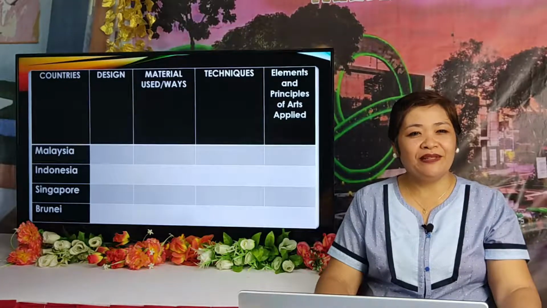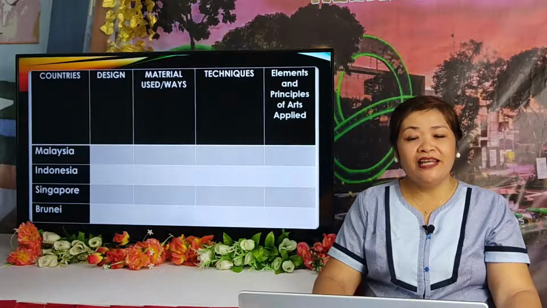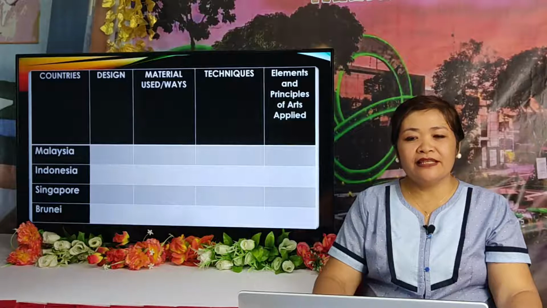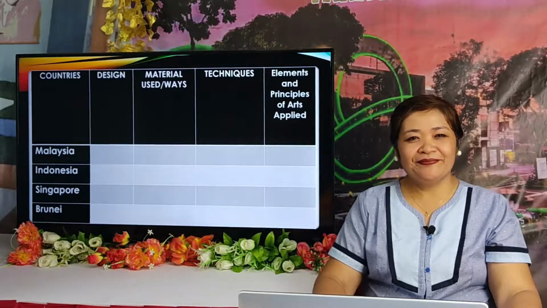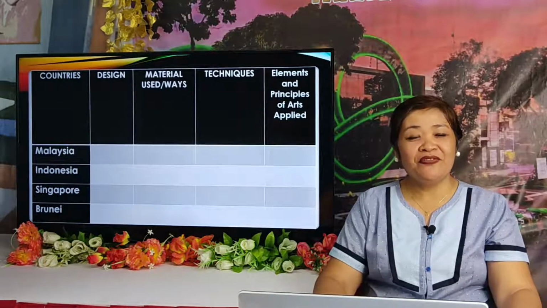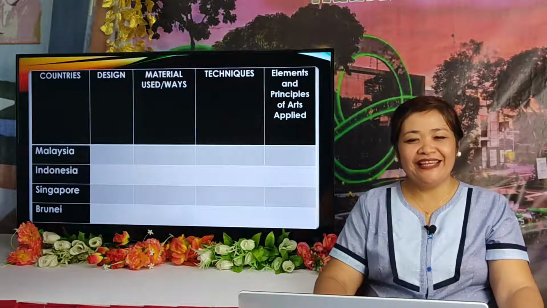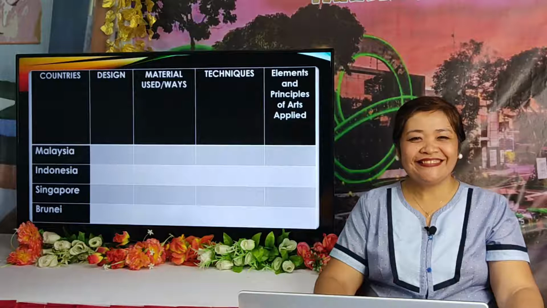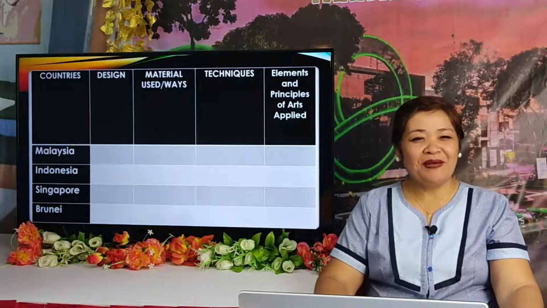And here's the table. In the table, you are going to fill in the design, material use or waste, techniques, and elements and principles of arts applied in each countries. Number 1, Malaysia. Number 2, Indonesia. Number 3, Singapore. Number 4, Brunei. Are you done? Okay, time is up.